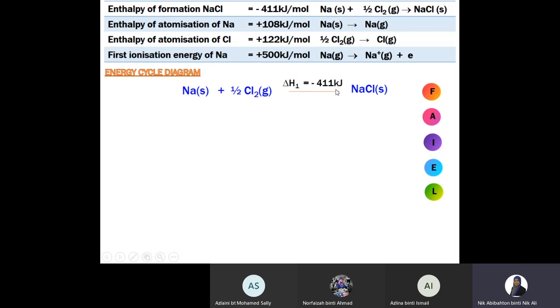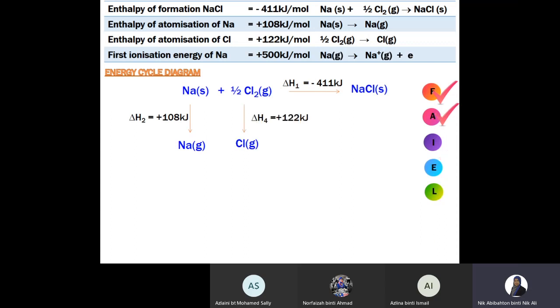The value of enthalpy, you can write on top of the arrow, and the unit you write in the cycle is kilojoule. So now we are settled with the formation. Next, look at the acronym: A is atomization. For the atomization of sodium, sodium solid will change to gas. So enthalpy number 2 is positive 108 kilojoule for the enthalpy of atomization of sodium.